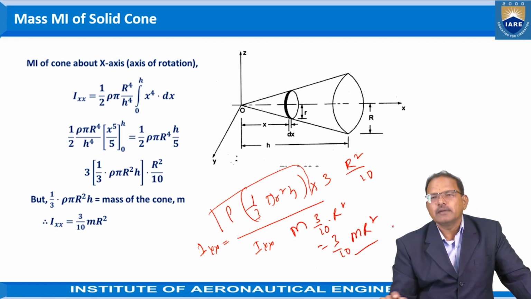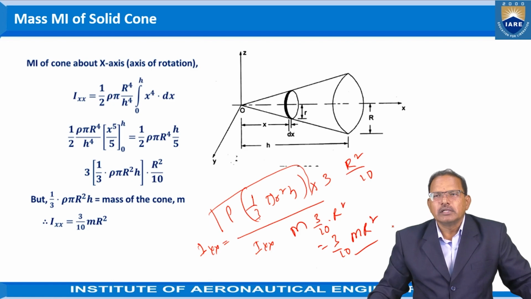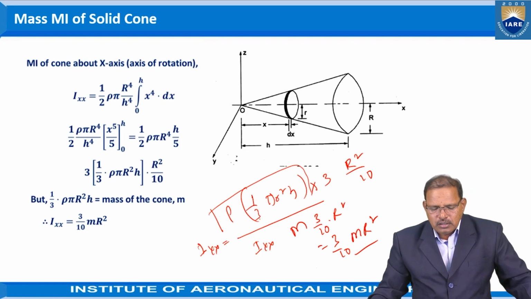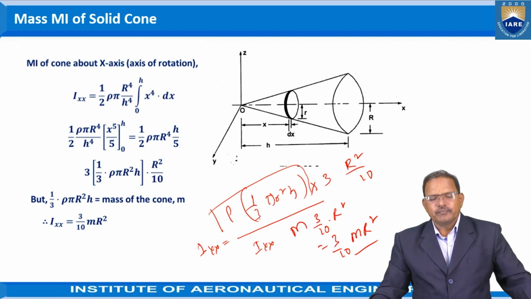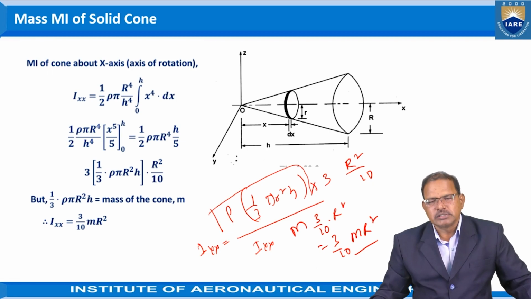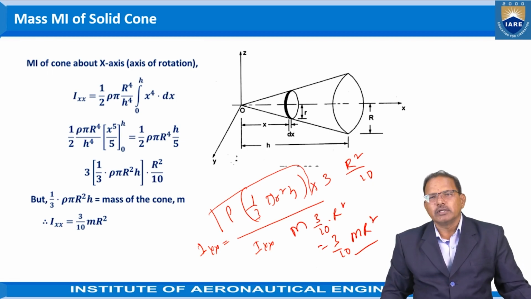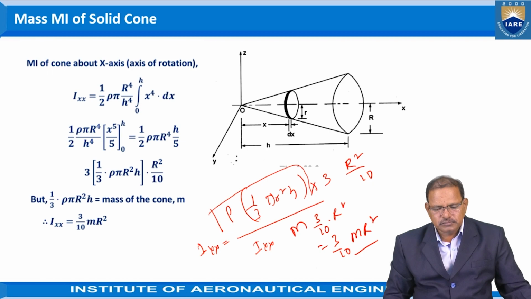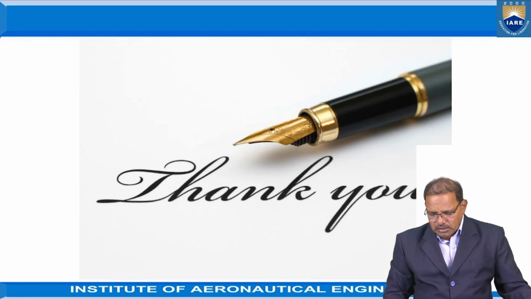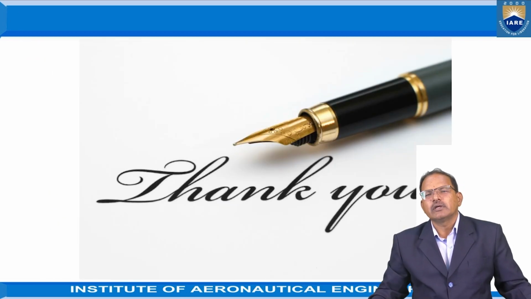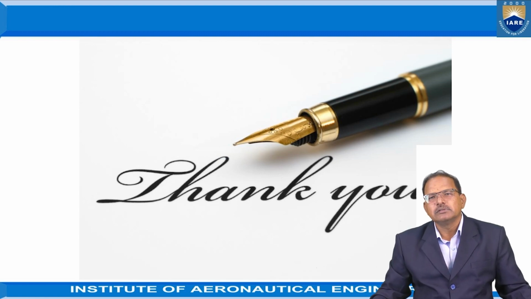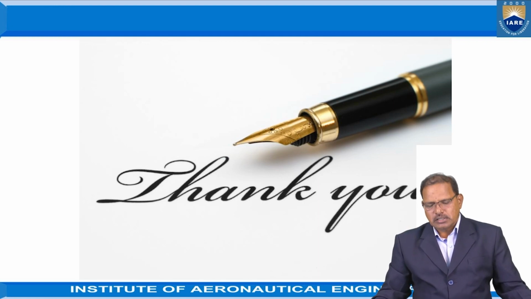This represents the mass moment of inertia of a right circular cone about the axis of rotation. Based on these equations, we can solve simple problems if we know the length of the axis as well as the radius of the base circle.